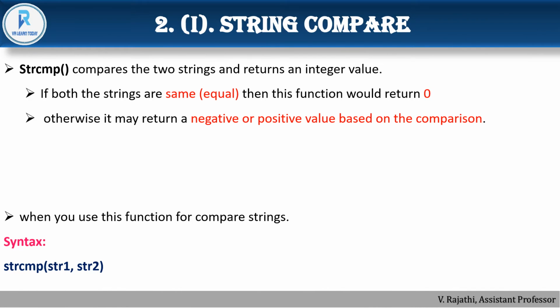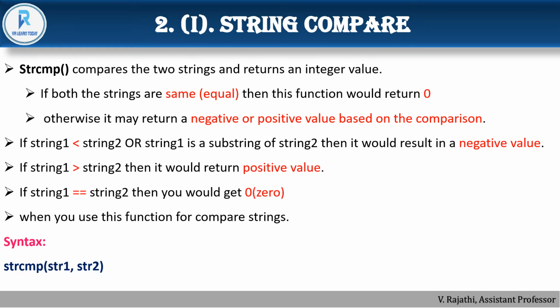Next is string comparison. strcmp compares the two strings and returns an integer value. If both strings are the same, meaning equal, then this function would return 0. Otherwise, it may return a negative or positive value based on the comparison. So this is the comparison.